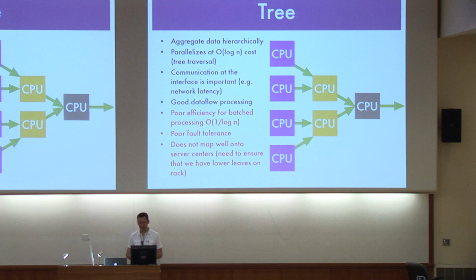Fault tolerance isn't so amazing, and the other thing is this doesn't actually map so amazingly well into the server centers. So unless we can ensure that all the lower parts of a tree stay in the same rack, in which case it's sort of OK. Does anybody have an idea how we can sum over n numbers with n machines in less than log n cost, k times log n?